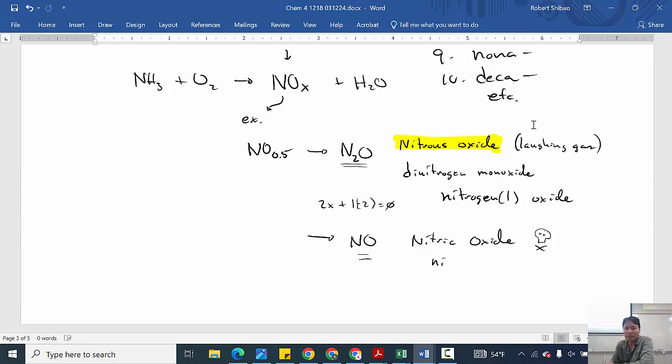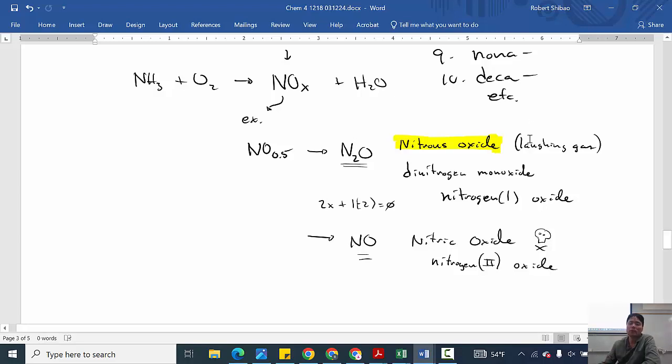Another name for nitric oxide would be nitrogen, Roman numeral 2, oxide. Do you see where the Roman numeral 2 comes from? If oxygen is -2, that means nitrogen must be +2. That's it.